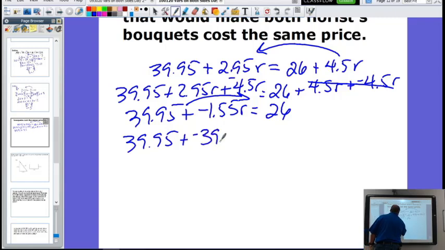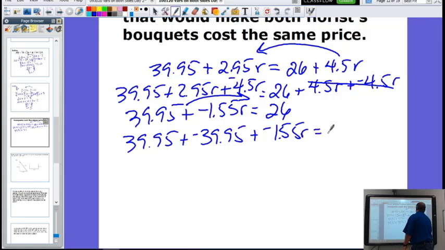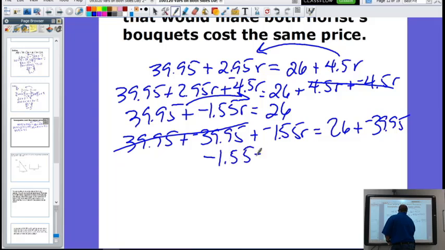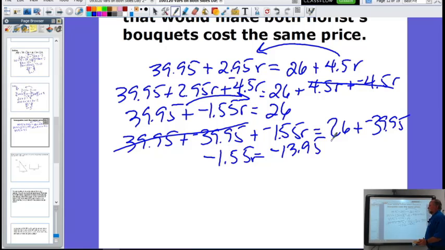39.95 plus negative 39.95 plus negative 1.55R equals 26 plus negative 39.95. So now my 39.95s go away. I'm left with negative 1.55R equals. And then over here I do 26 plus negative 39.95 and hit enter. And I end up with negative 13.95. And now how do I get rid of the multiply by 1.55? I do a divide by negative 1.55.